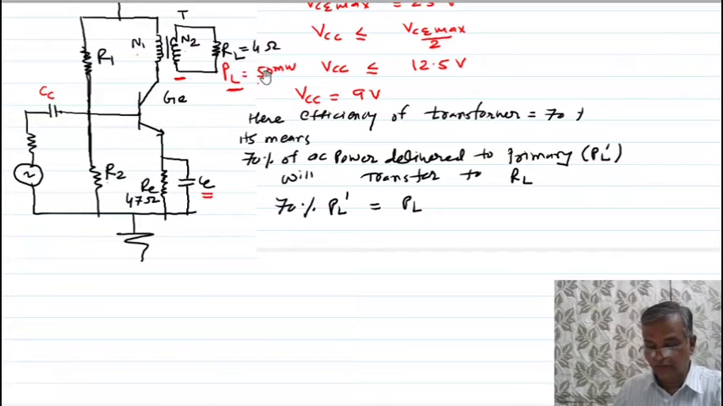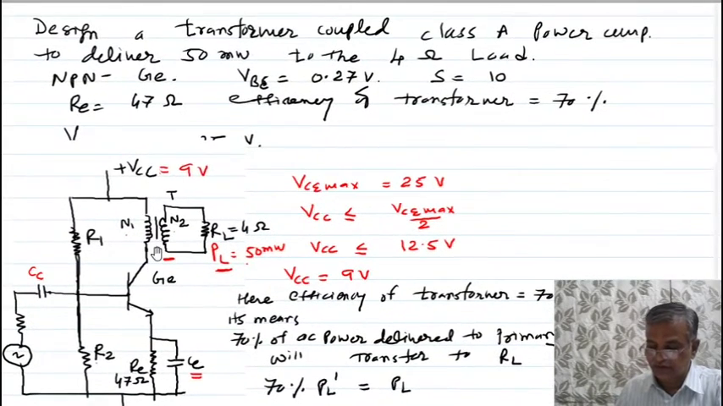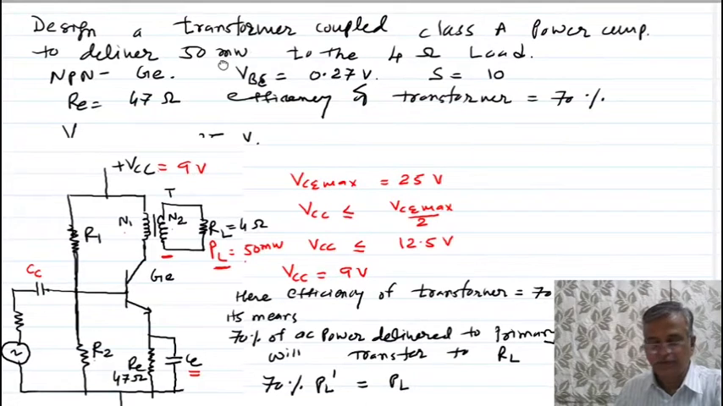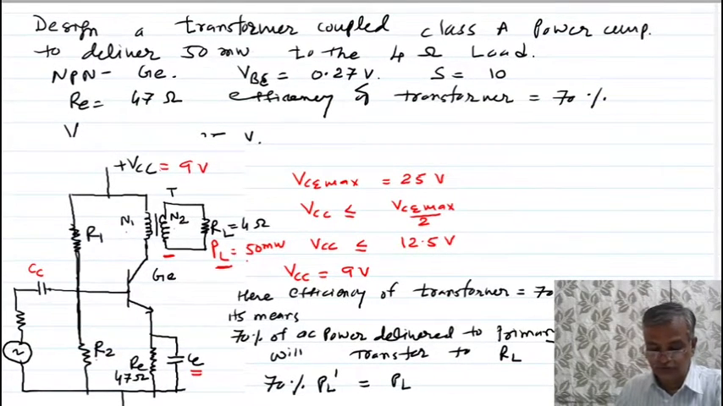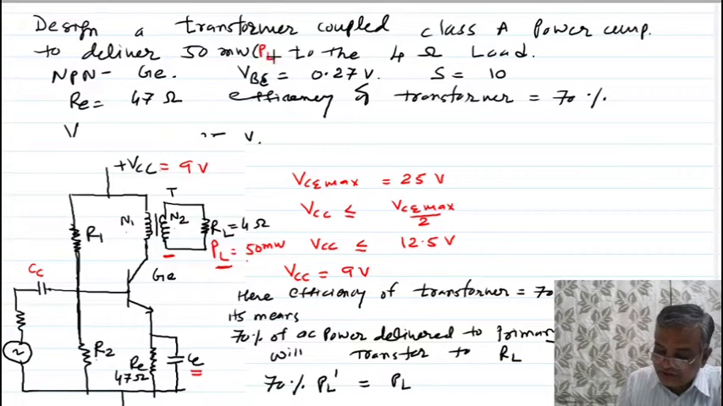Remember, how much PL do you require? 50 milliwatt. So here it should be more than this. Some will be leakage, some will be wastage. So whatever you are getting here, from that 70% is transferred. So here you require 50 milliwatt to deliver to the 4 ohm load. This is nothing but the PL. Okay.